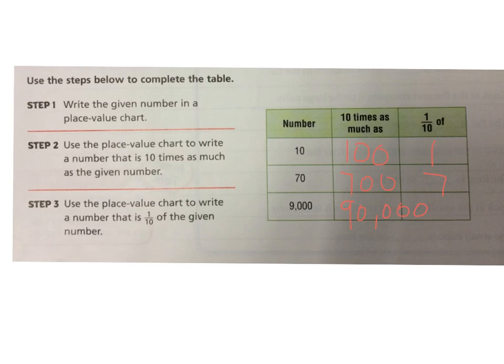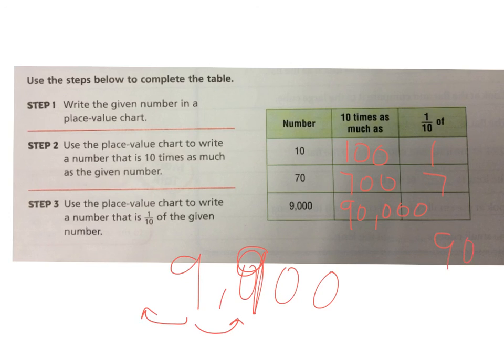So here's 9,000. If I want to find the number that's 1/10, am I moving one space over to the left or one space over to the right? Okay, so if I move the 9 to here, what's my new number, Zara? 900. Good, write that in.